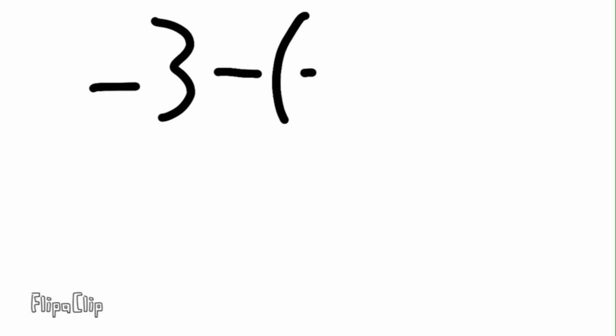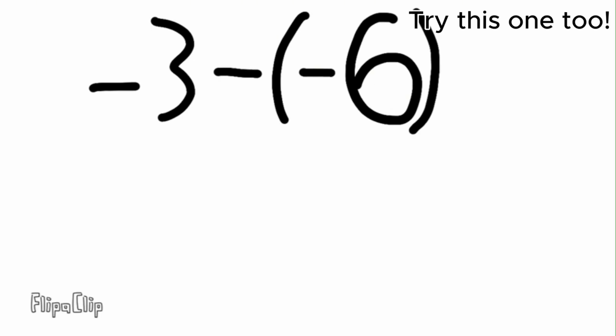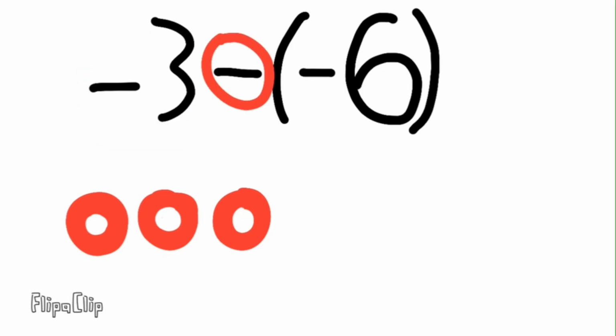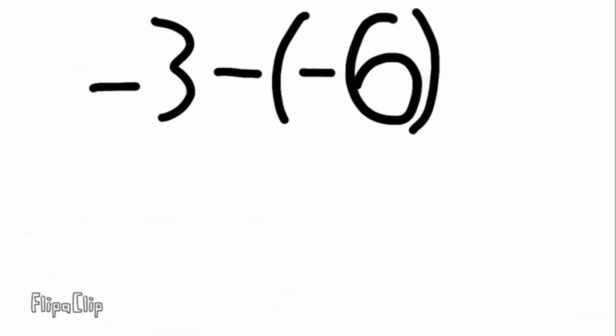Now, let's get to some of the harder stuff. -3 subtract -6. We can represent the -3 as 3 red balls, and subtract 3 of them from the 6 to get rid of them completely. But what do we do now? There's nothing there, so we can't subtract any negatives if there are no red balls.